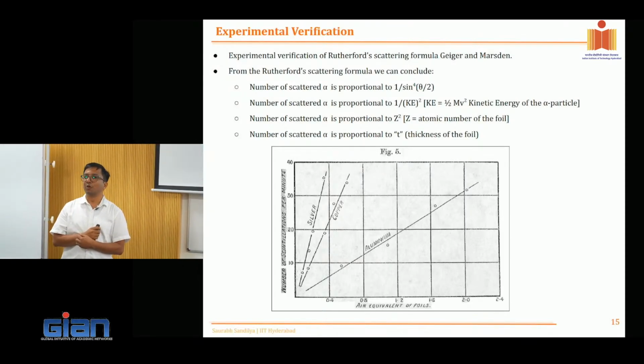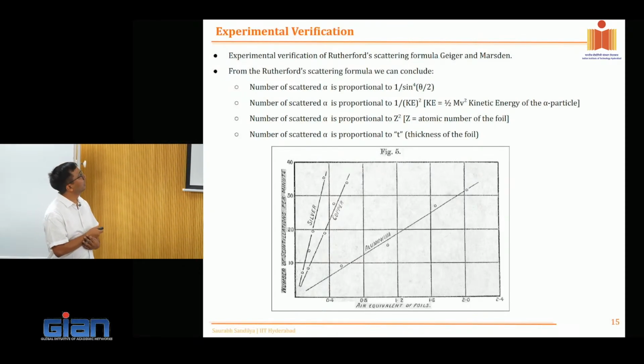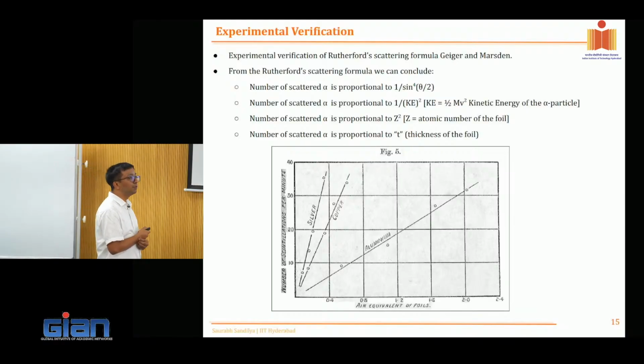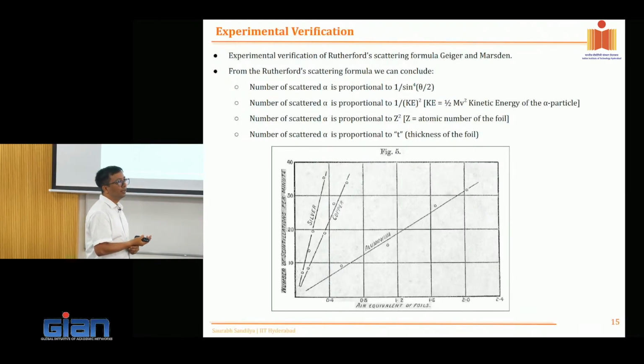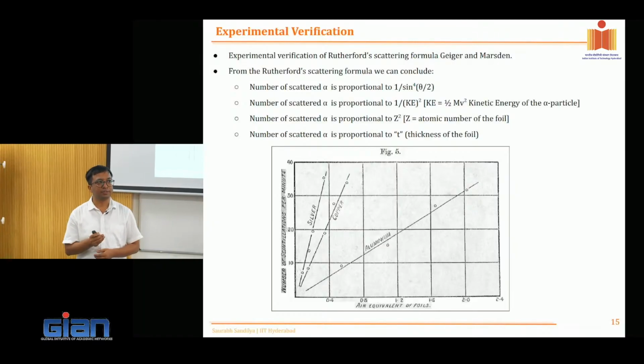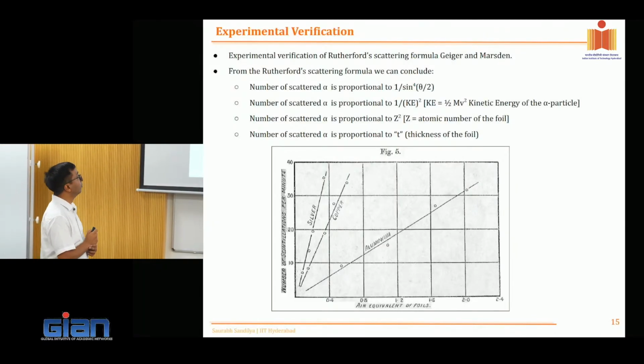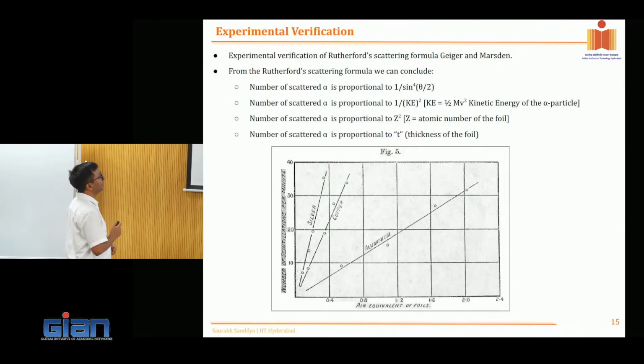And I don't have to go back. This part is also clear that the number of scattered alpha particles is proportional to Z squared, which is the foil's atomic number. Okay, the other thing which does not come from the Rutherford scattering formula is the thickness.